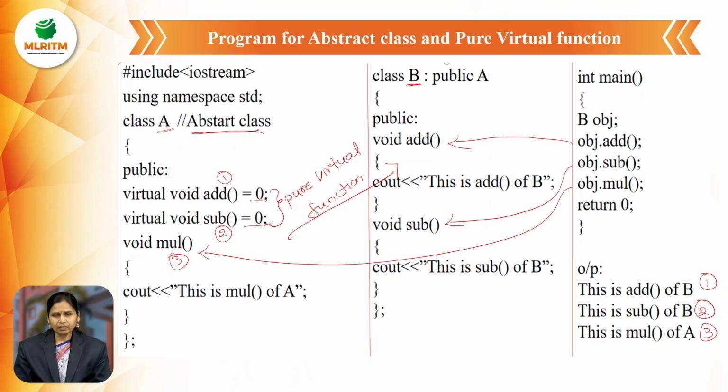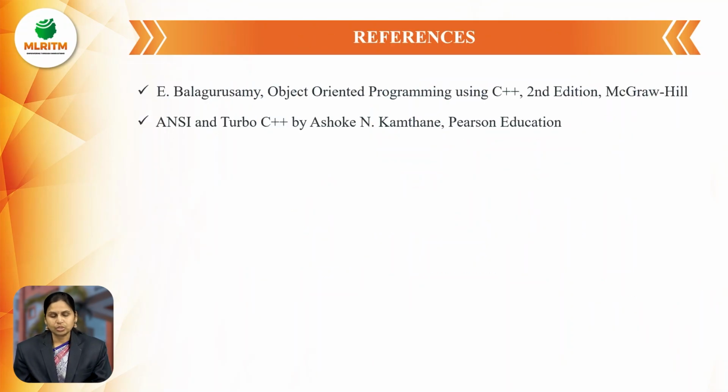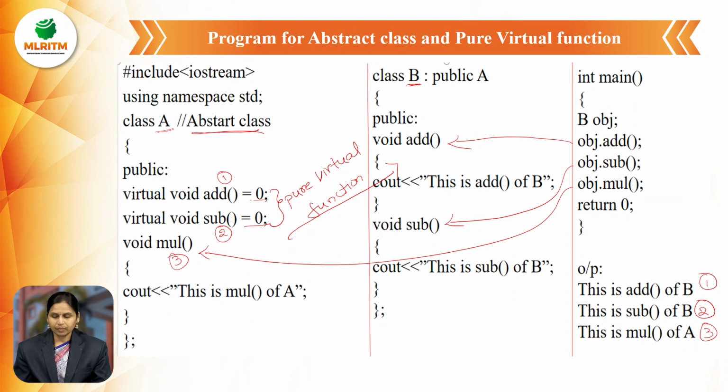When we observe clearly, there are 3 functions in the base class, but 2 are not defined. These 2 are defined in the child class. These 2 functions are equal to 0, and that's why they are called pure virtual functions. If the class contains at least one pure virtual function, then it is called an abstract class. So this is the concept of abstract class and pure virtual functions. This is the output.